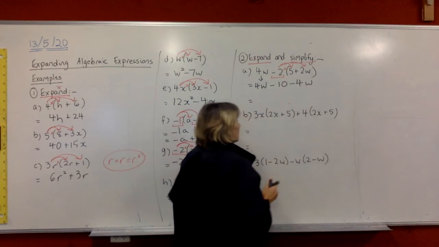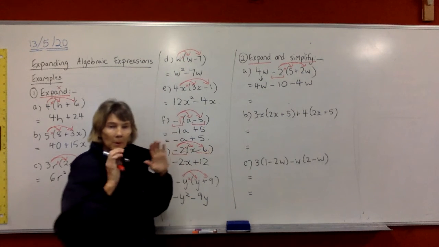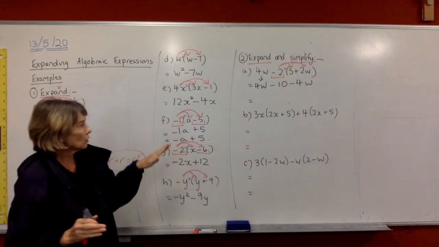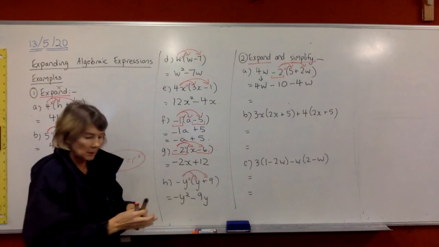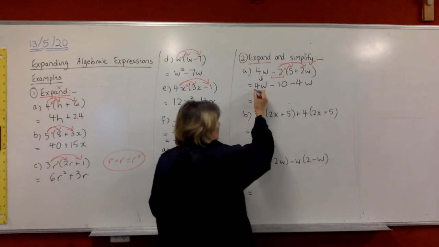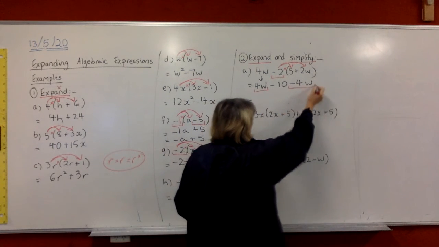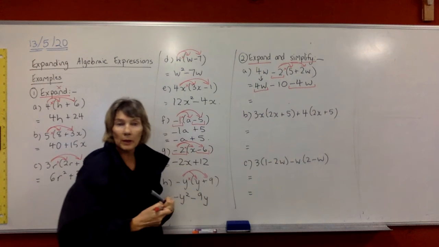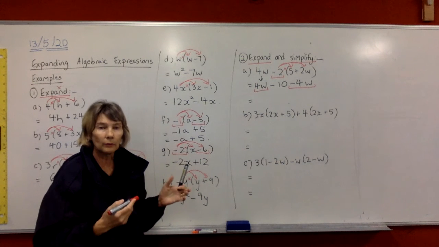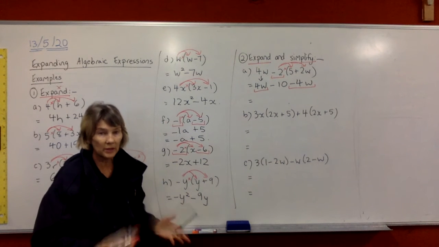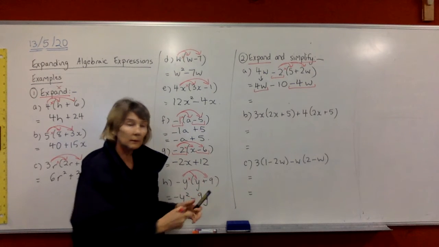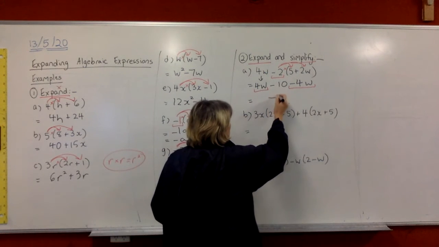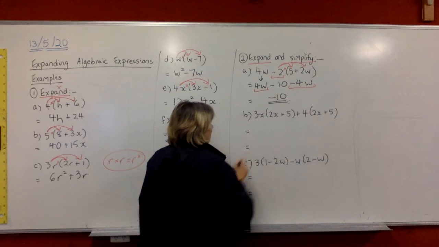the end. Now when you get to this line, the multiplying has finished. There's no multiplying to be done now. So you can just collect your like terms. 4W minus 4W can be collected together. Now that will give you nothing. 4 minus 4 is 0. So we're not going to write anything down. So we're just going to write down the minus 10 and that's our answer.